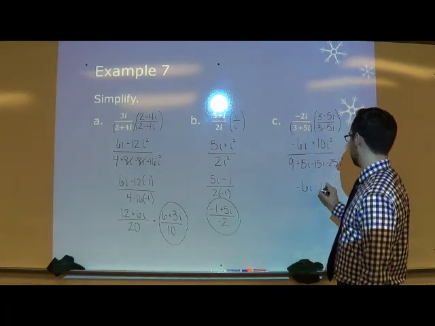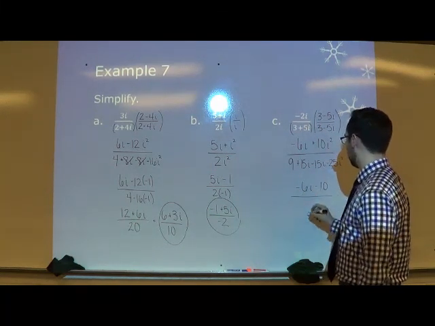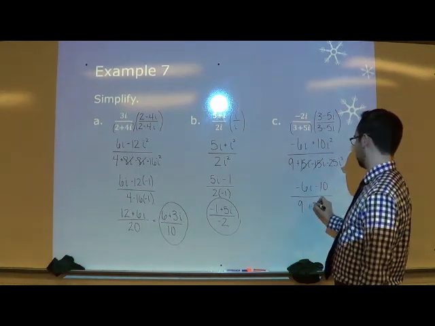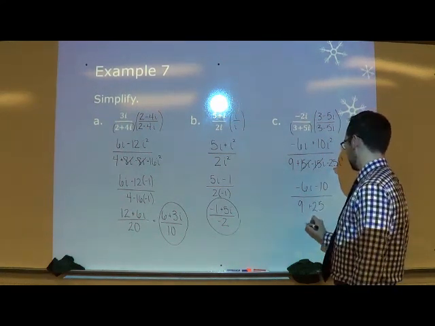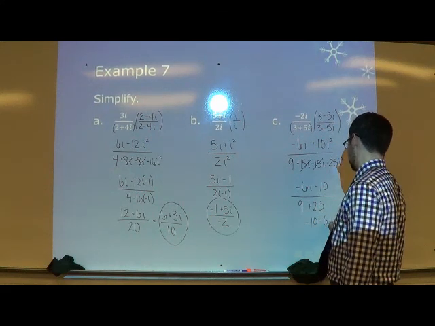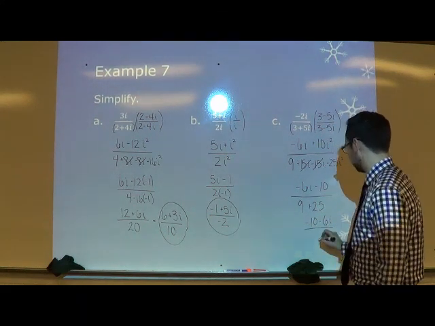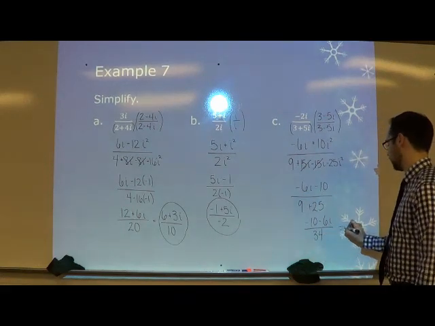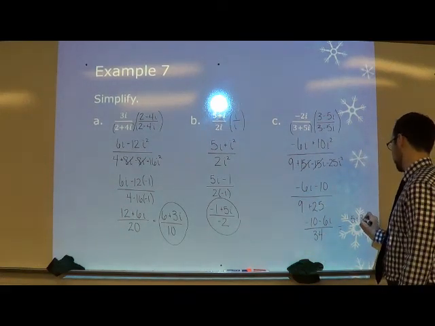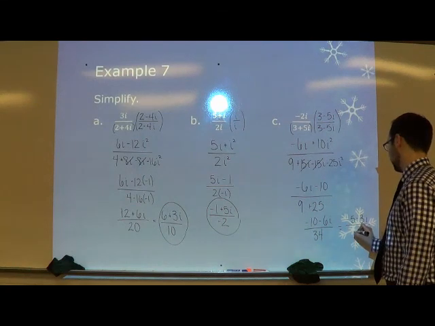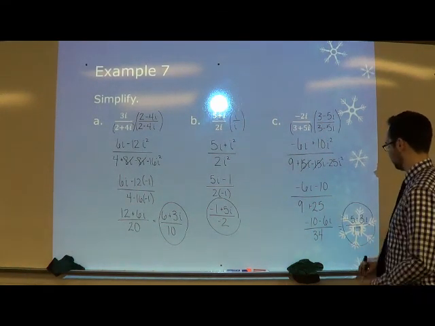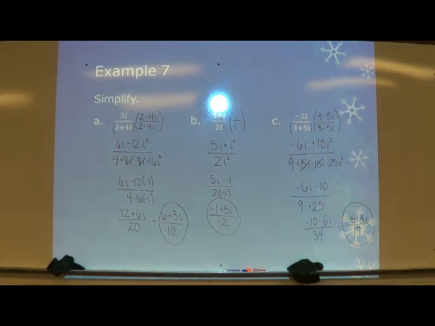That changes it to a negative 10. All over, these cancel. We have 9. That changes it to plus 25. So that's going to be negative 10 minus 6i all over 34. Divide it all by 2. Get negative 5 minus 3i all over 17. And that's our final answer.